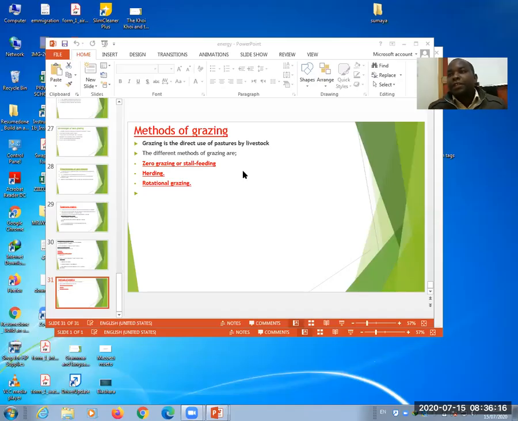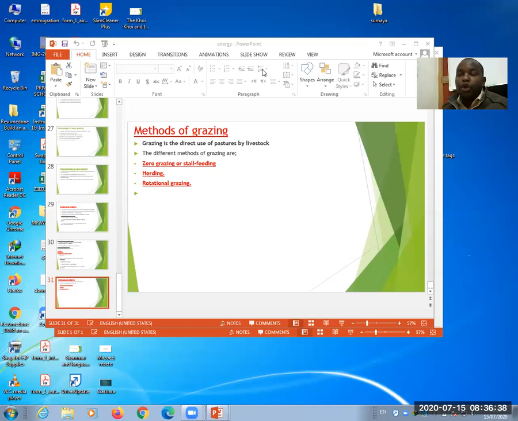Grazing. And we looked at the three methods of grazing, whereby we said the first method of grazing was zero grazing or stall feeding. Then number two, another method of grazing is herding, and then rotational grazing. Those are the three methods of grazing. We also defined grazing as the direct use of pasture by livestock.